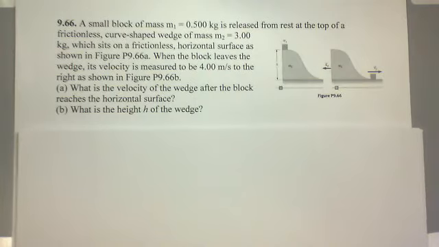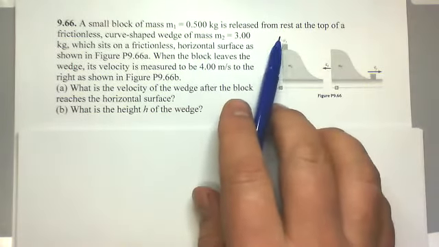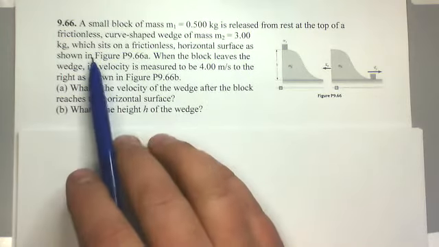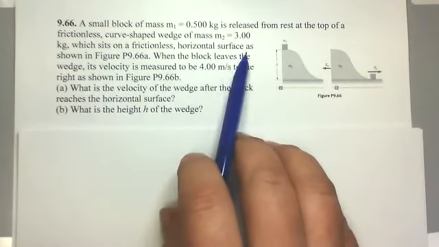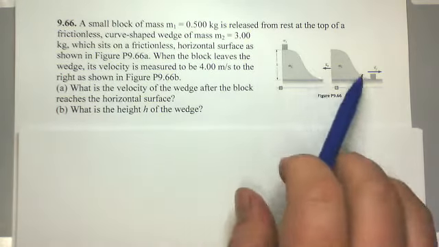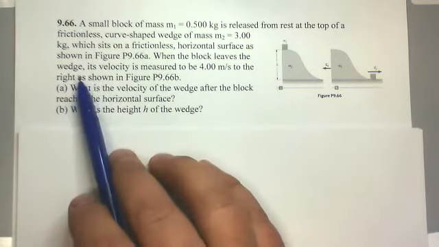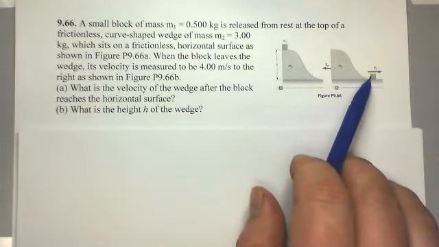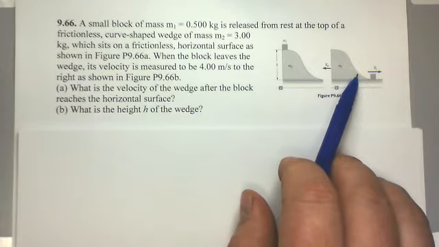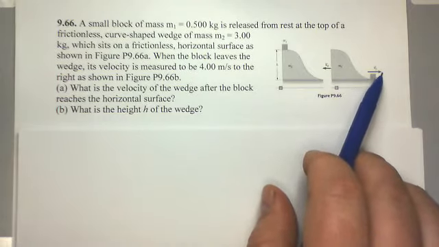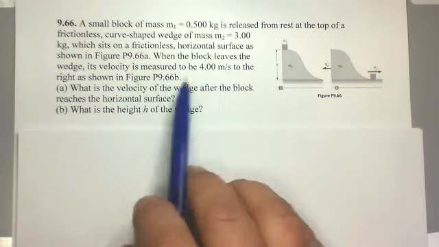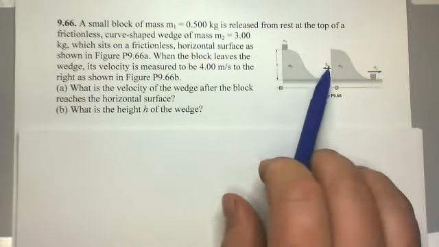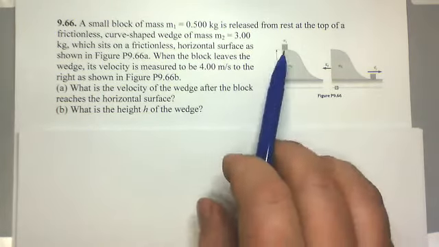A small block of mass m1, 0.5 kilograms, is released from rest at the top of a frictionless curve-shaped wedge of mass m2, 3 kilograms, which sits on a frictionless horizontal surface, as shown in the figure. So everything is frictionless here. When the block leaves the wedge, its velocity is measured to be 4 meters per second to the right, as shown in the figure. We need to find the velocity of the wedge after the block reaches the horizontal surface, and we need to find the height of the wedge.